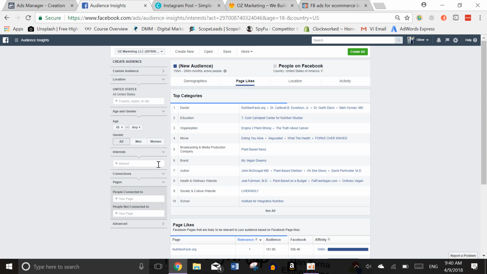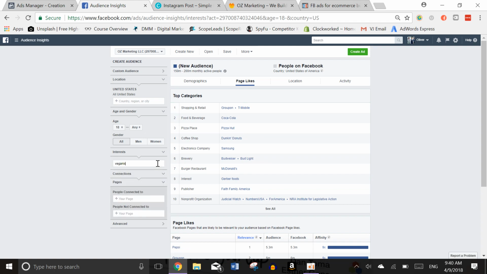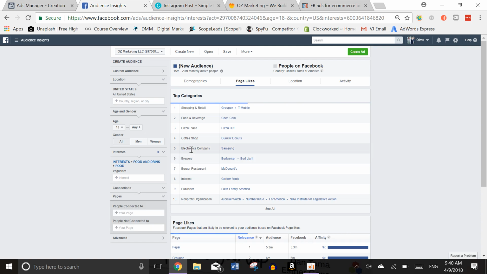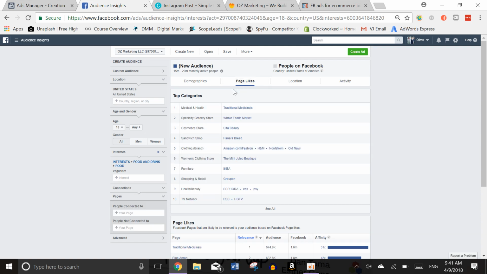I'm just going to contrast that by showing you one that is not a good keyword. For example, veganism. If you've been targeting that, you've been doing it wrong. Why? Because if you look over here in the top categories, it's going to show you Traditional Medicinals, Whole Foods Market, which is not vegan, Ulta Beauty, that is probably promoting vegan, but not 100%. Panera Bread, okay, of course bread is vegan, but it's not related to it. Amazon.com fashion, you see H&M, Nordstrom, Old Navy, the Mint Julep shop, IKEA. These are naturally vegan, but I mean they're not specifically for vegans. That's what I'm trying to say.